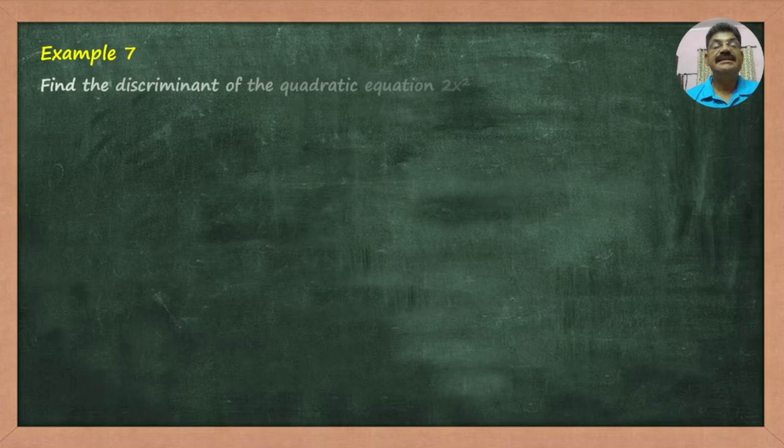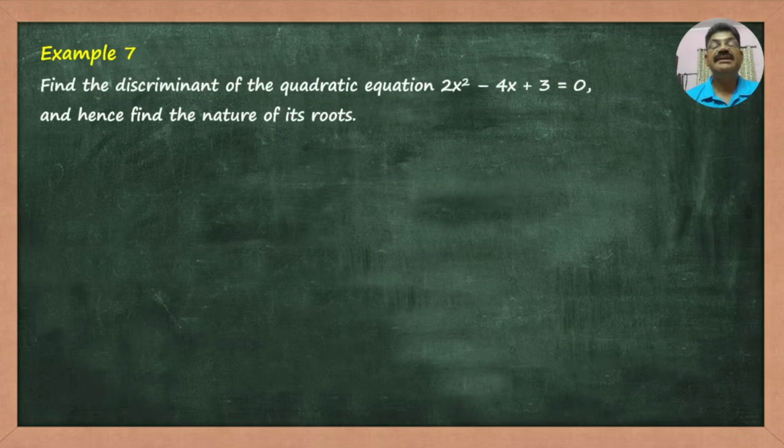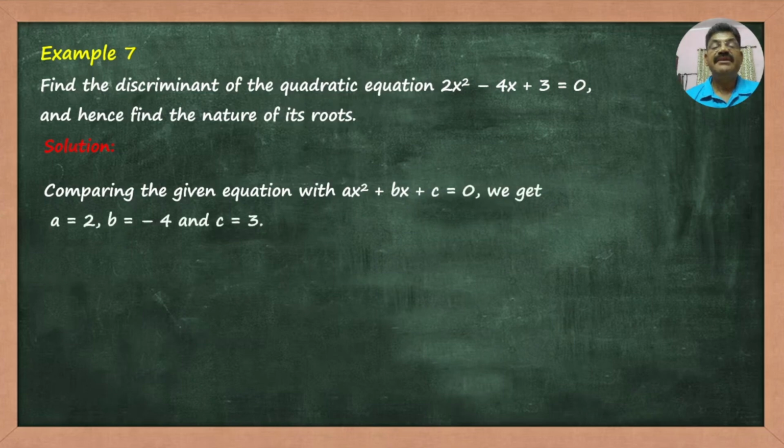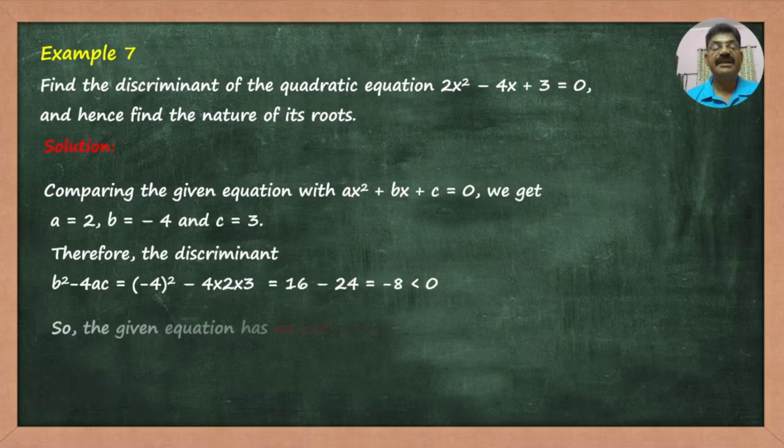Let us consider this example. Find the discriminant of the quadratic equation 2x square minus 4x plus 3 equal to 0 and hence find the nature of its roots. So here we have to find b square minus 4ac. Comparing the given equation with ax square plus bx plus c, we get a is equal to 2, b is equal to minus 4 and c is equal to 3. Therefore, the discriminant b square minus 4ac is equal to 16 minus 24, which is equal to minus 8, which is less than 0. So, the given equation has no real roots.